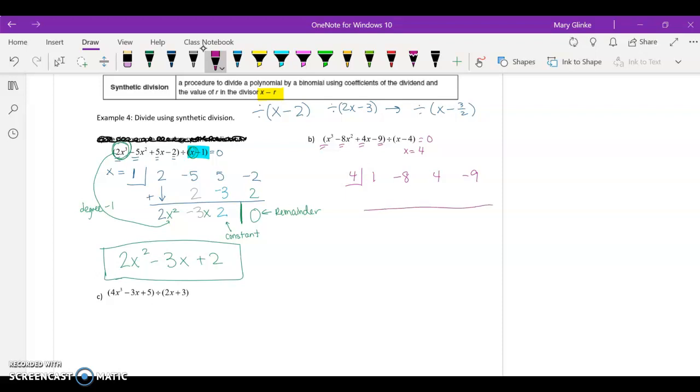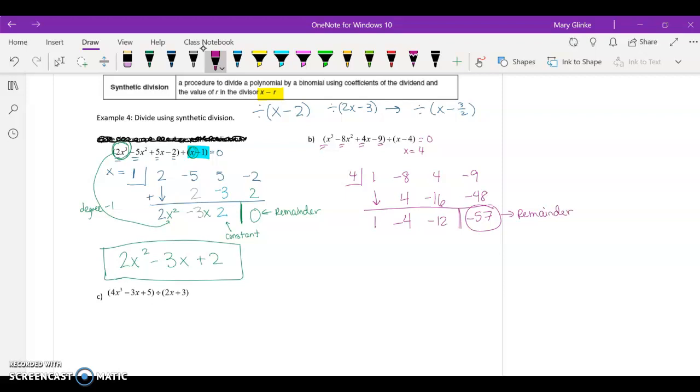I draw my line here, and I bring down my first term, and then I multiply back up. So 4 times 1 gives me 4 up top, and then I add down and multiply back up, and add down and multiply back up, and add down. I'm going to draw a line here separating this last answer from the rest. Again, this is our remainder.